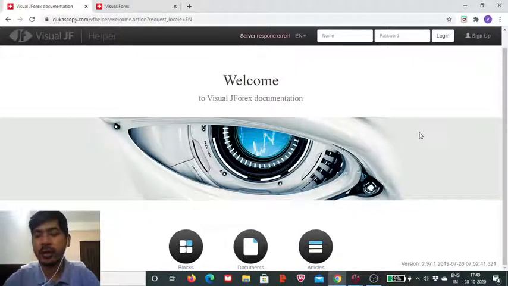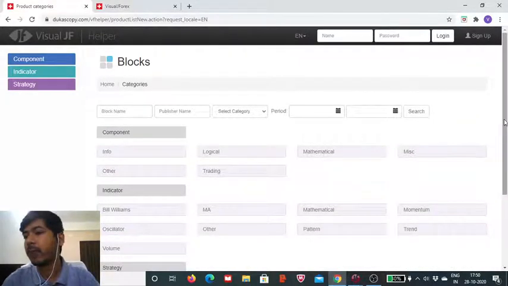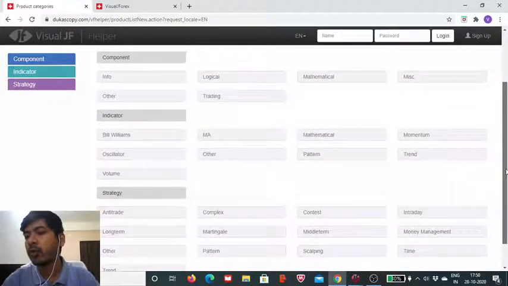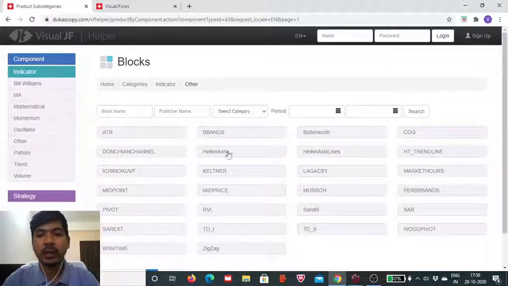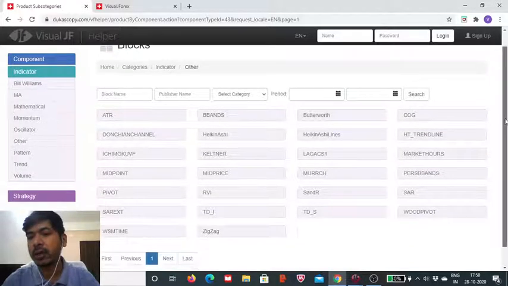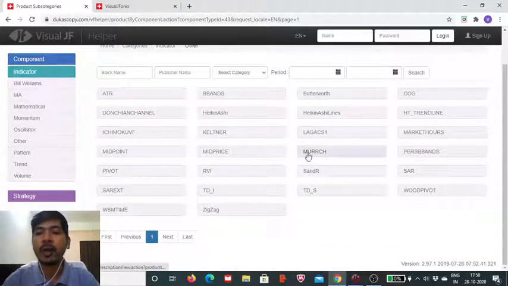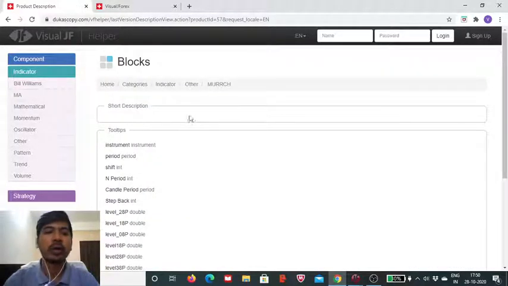In today's session of Visual JForex, I will be demonstrating the use of the indicator block named Murray's channel. This indicator is more or less like the pivot point, where we use horizontal levels drawn using mathematical formulas to figure out the resistance and support levels. This channel is also based on a similar concept. Of course, the formula differs for each indicator. So we will see how to use this indicator block.